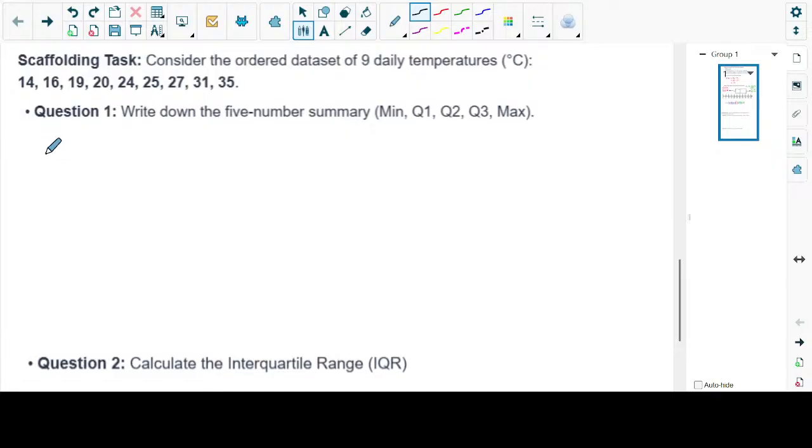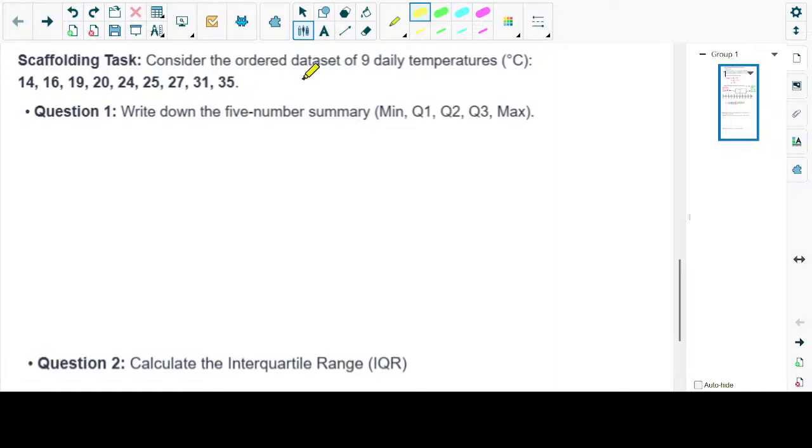Okay, so now we are going to get the 5 number summary. What was your step 2? My step 2 was to check if the data is even or odd. Okay, check that then. So we're going to count it first. We have 1, 2, 3, 4, 5, 6, 7, 8, 9. We have 9, which is odd.